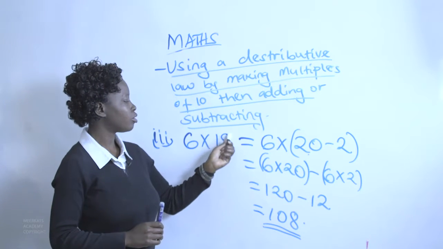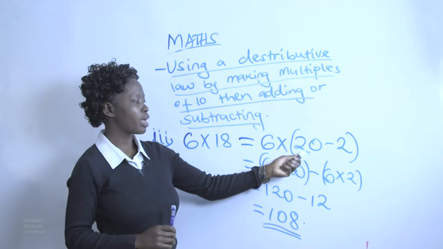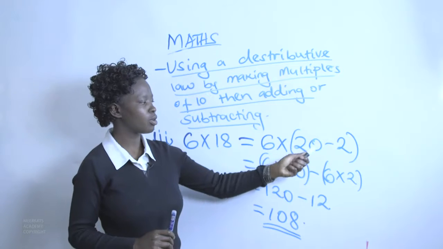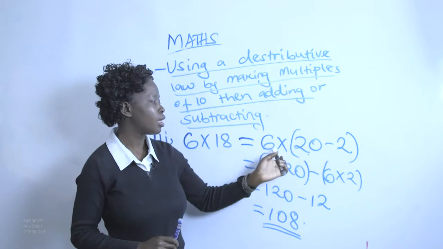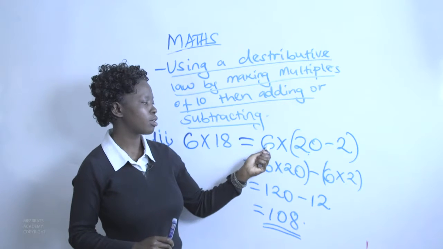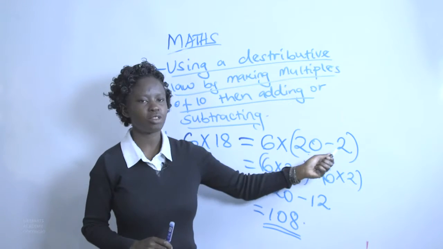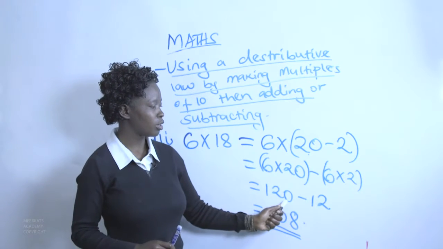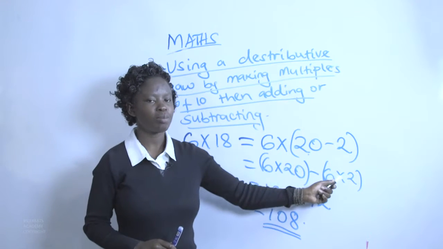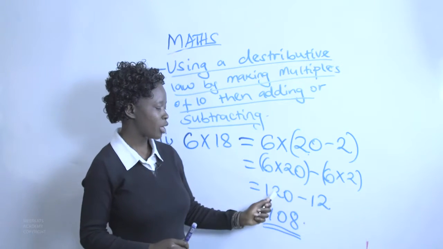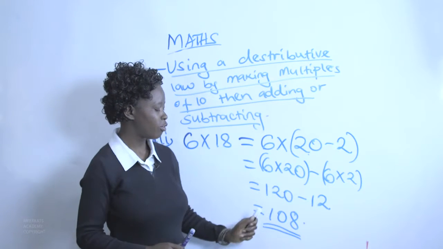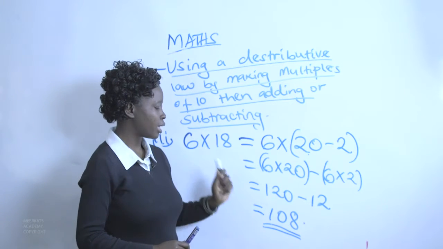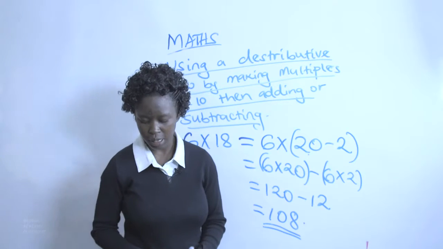So another example, we have 6 times 18. To make it a multiple of 10, we have 20 as the nearest multiple of 10. So for me to get back 18 from this 20, I subtract 2. Then we open up the brackets. That will mean 6 multiplied by 20, minus 6 multiplied by 2. So 6 times 20 is 120, minus 6 multiplied by 2, which is 12. So we have 120 minus 12. The answer is 108. So 6 multiplied by 18 is simply 108.